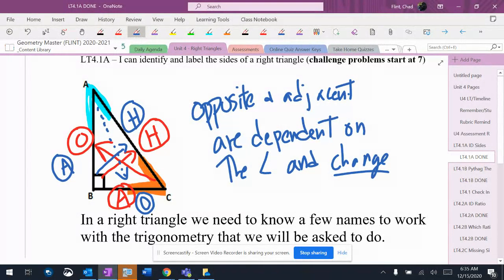All right, so we have to be very, very careful with this because whatever angle we're using is going to indicate where the opposite is and where the adjacent is. So we have to look out for that. Take some time because if you cannot do this, it makes the whole unit incredibly difficult.